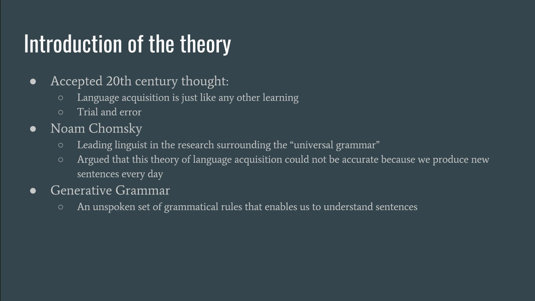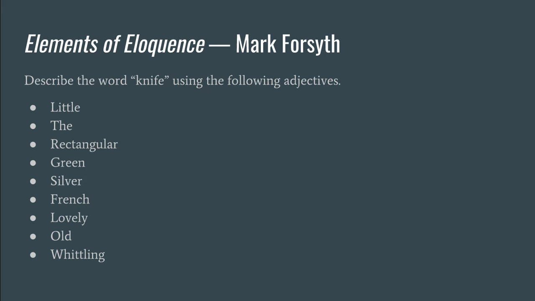He also came up with the idea of generative grammar, which is kind of a response to this idea that language is fluid. A really good modern example of this is Elements of Eloquence by Mark Forsyth. It was published in 2013. So what he did is he asked people to describe the word knife using the following adjectives. You don't have to put it in a sentence, but just use a phrase. So the little rectangular green silver knife, whatever.